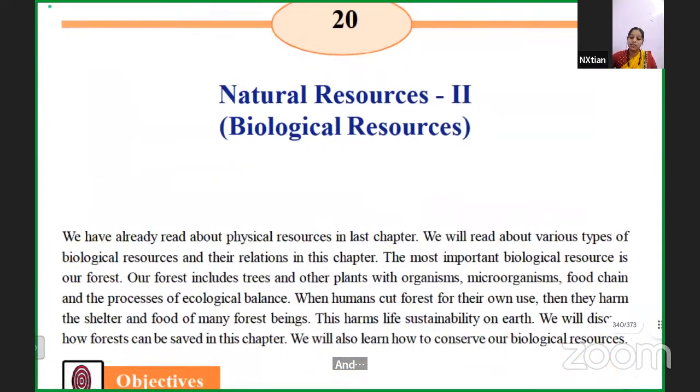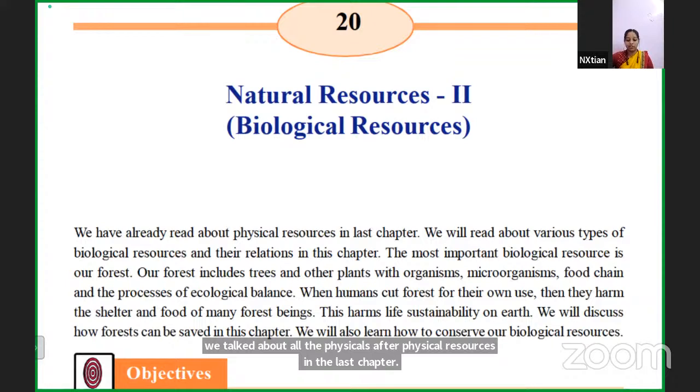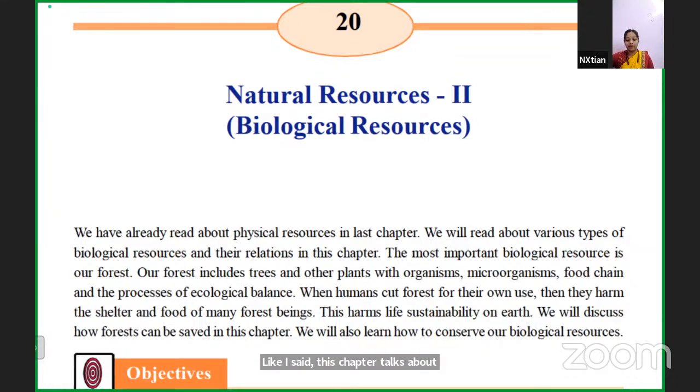Next up, we have natural resources too, biological resources, that is, living resources. So I'll give you an intro of this chapter today. We will start it from tomorrow's class. Now, we talked about the physical resources in the last chapter. Like I said, this chapter talks about biological resources such as plants, organisms, microorganisms, food chain, and the processes of ecological balance. We all know about the food chain.